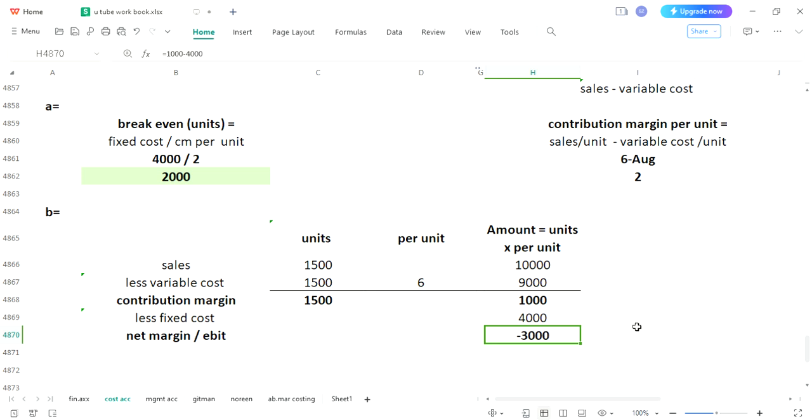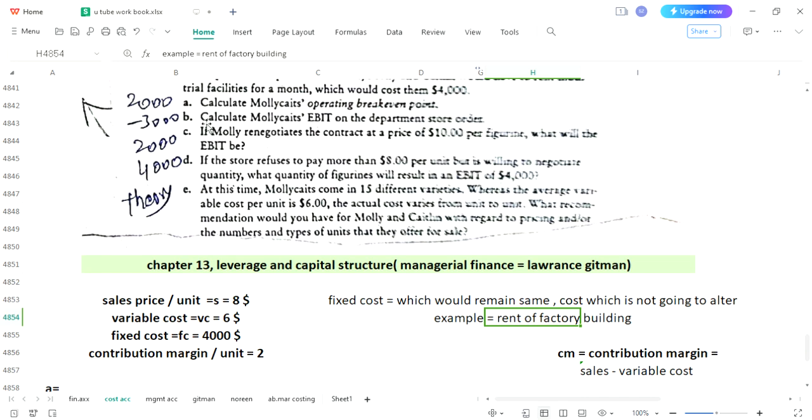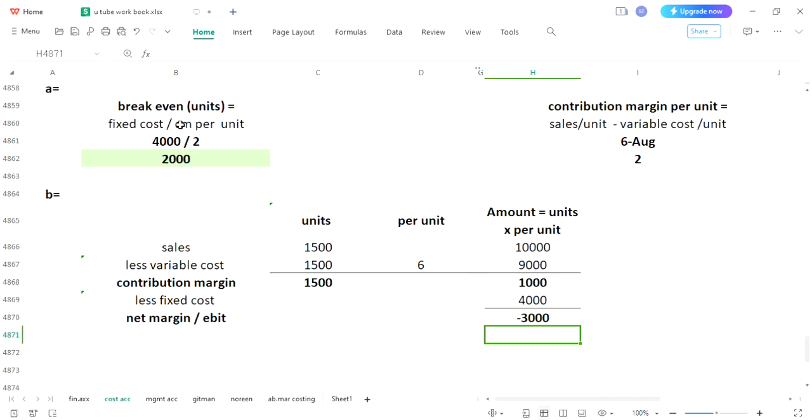Look at here, quite strangely, this was the sisters' first venture. And with the first venture, the contract which they have got, they will have to face a loss of $3,000. So you can see at B point we have negative 3,000, and here we have negative 3,000. It means part B has also been solved, but it's not good news for the manufacturers, both girls, sisters, since they have got the contract from the store and they are facing a loss of $3,000. B part is completed.